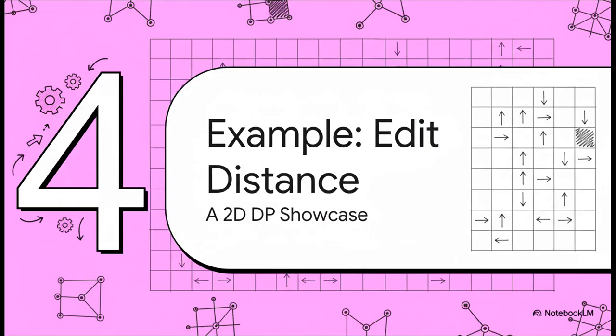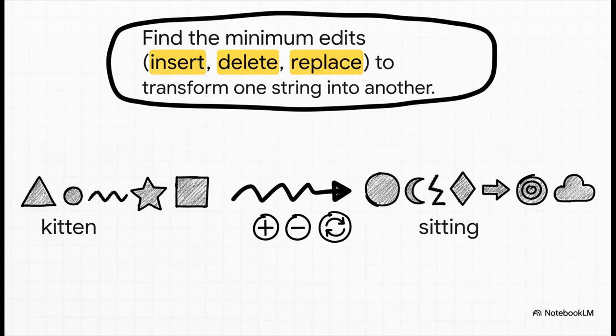All right, enough theory, let's make this real. We're going to take our recipe and apply it to a classic problem called edit distance. It's the perfect way to see 2D dynamic programming in action. So here's the problem. I give you two words, like kitten and sitting. What's the absolute minimum number of edits? And by edits, I mean insertions, deletions, or replacements to change the first word into the second.